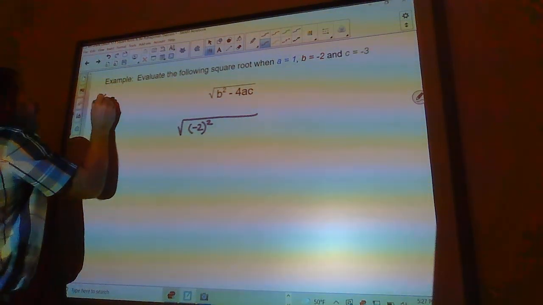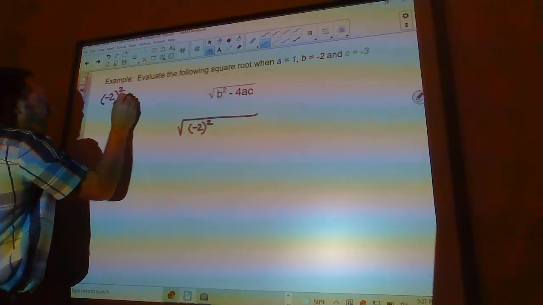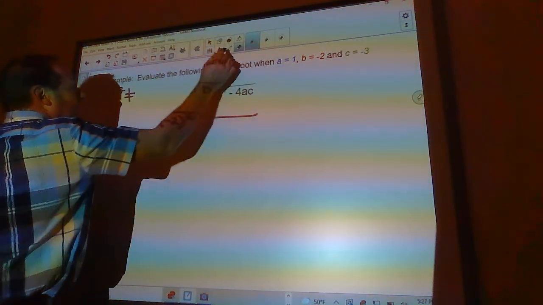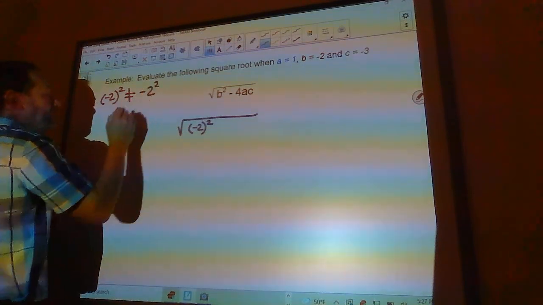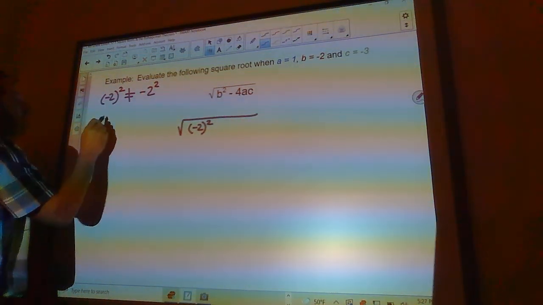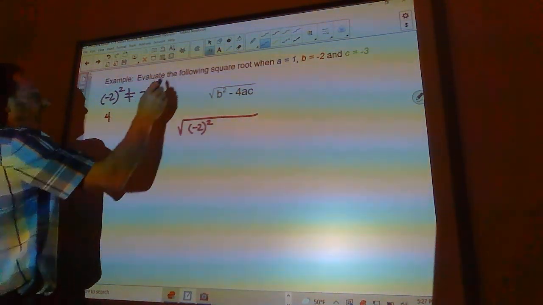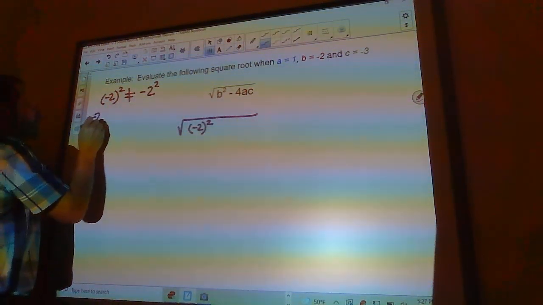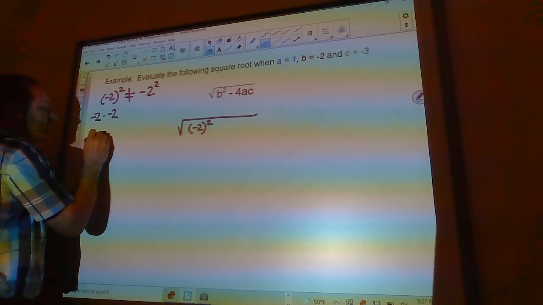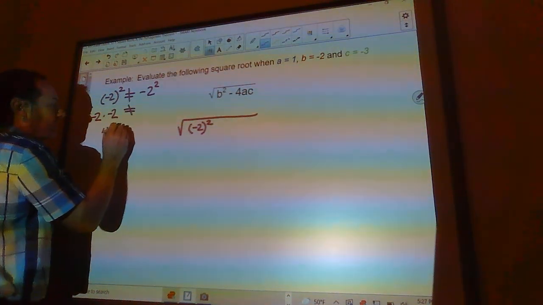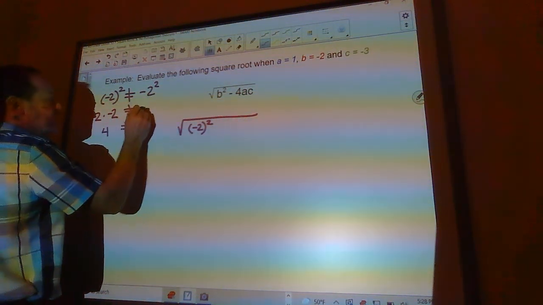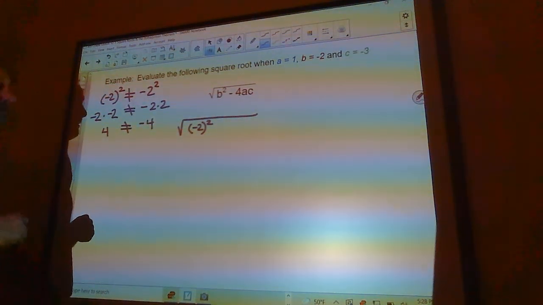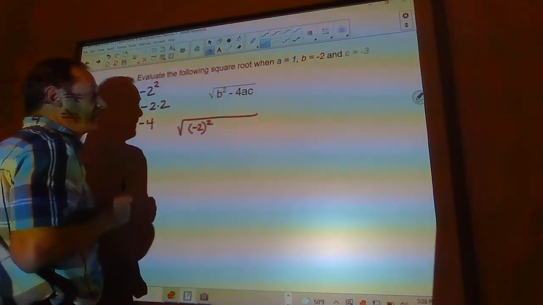Remember, this is not the same thing as this. This right here is positive 4. It's negative 2 times negative 2. In fact, let's write that down here. Okay, this is negative 2 times negative 2, which is positive 4. Okay, this is negative 2 times 2, which is negative 4. So make sure you get those parentheses around there.